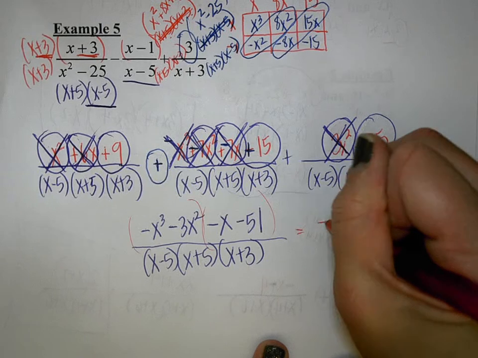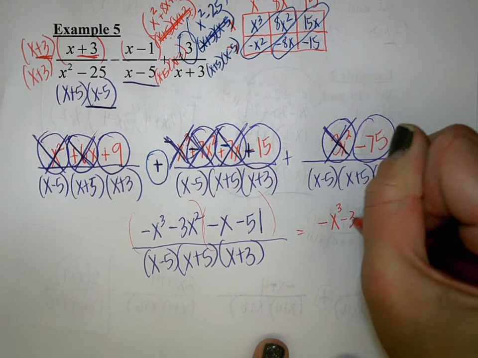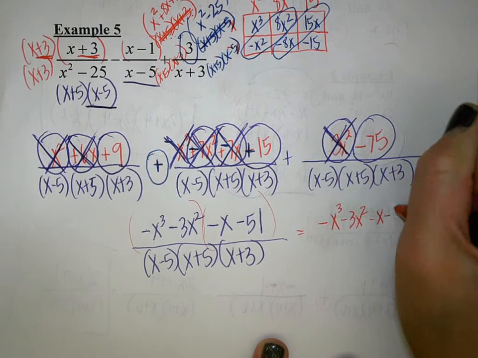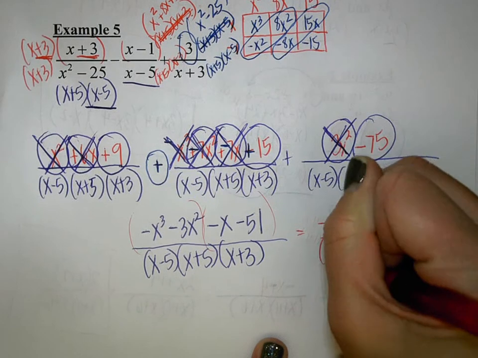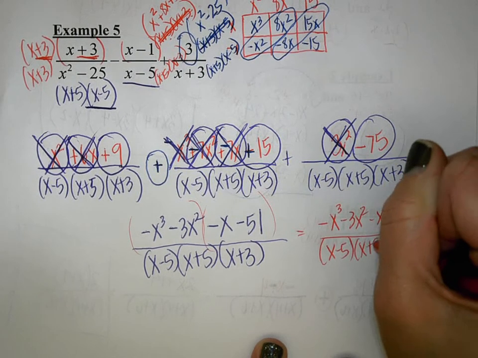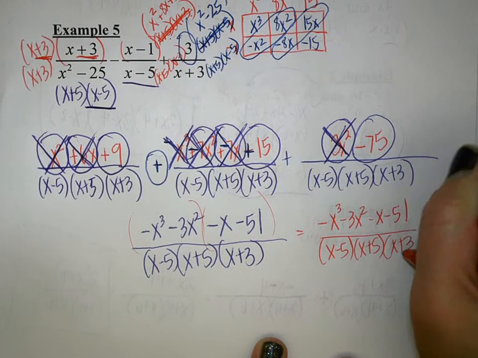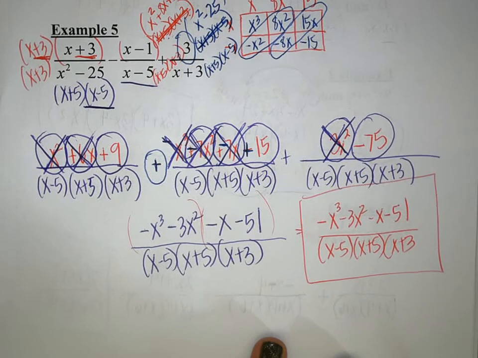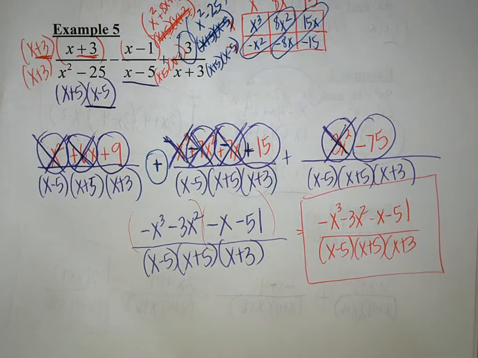The negative x cubed minus 3x squared minus x minus 51 all over x minus 5, x plus 5, x plus 3. Have you seen the previous one? Any other questions on this?